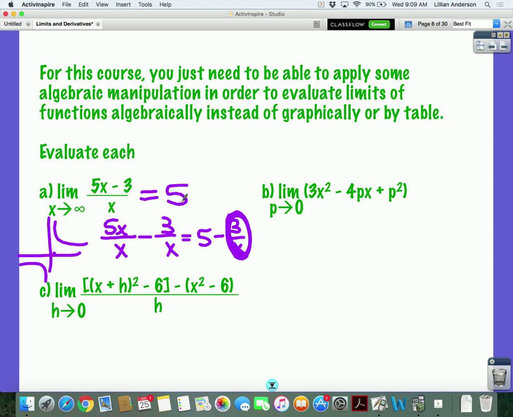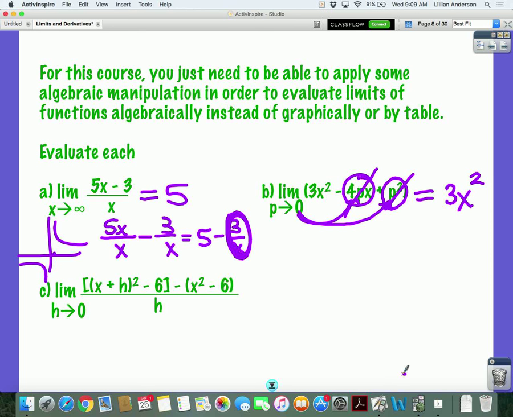B is a pretty simple one. Now we do have two different variables, which means that our limit is not going to be one set number. It's actually going to be an expression, which is fine. This one here, as p approaches 0, that literally means plug in 0 everywhere you see a p. When you do that, what happens to this term? When you plug in 0? It goes away. When you plug in 0 here, what happens? It goes away. So the limit as p approaches 0 of this function is actually going to be what? 3x squared. Good stuff.